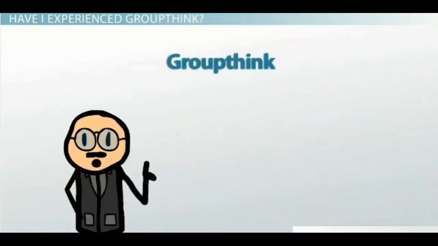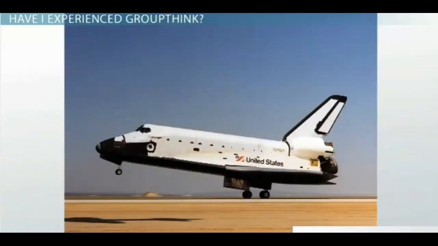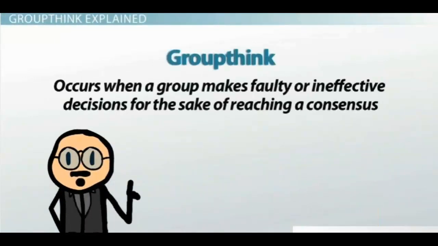This lesson will explain the concept of groupthink and describe one of the most famous examples of groupthink, the Challenger Space Shuttle disaster. Groupthink occurs when a group makes faulty or ineffective decisions for the sake of reaching a consensus. Groupthink stifles individual creativity and independent thinking in group members.